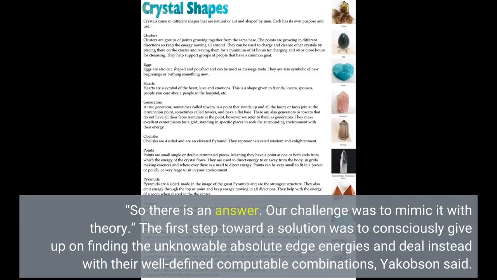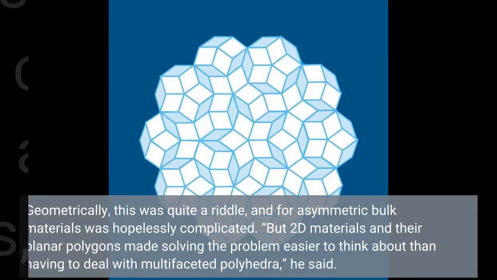So there is an answer. Our challenge was to mimic it with theory. The first step toward a solution was to consciously give up on finding the unknowable absolute edge energies and deal instead with their well-defined computable combinations, Yakobson said. Geometrically, this was quite a riddle, and for asymmetric bulk materials was hopelessly complicated. But 2D materials and their planar polygons made solving the problem easier to think about than having to deal with multifaceted polyhedra, he said.